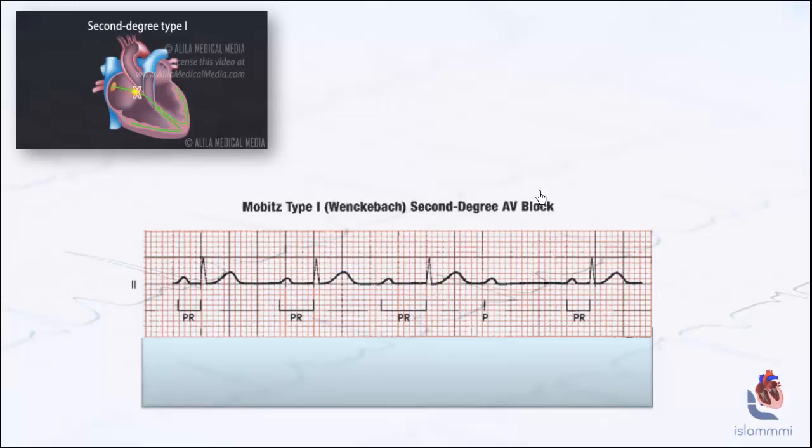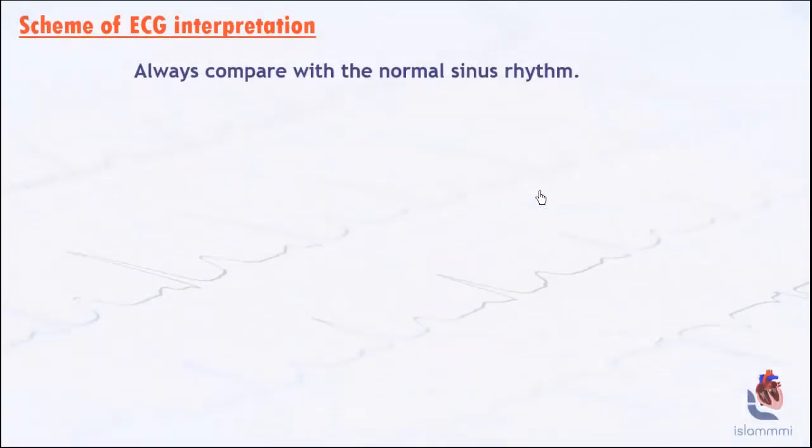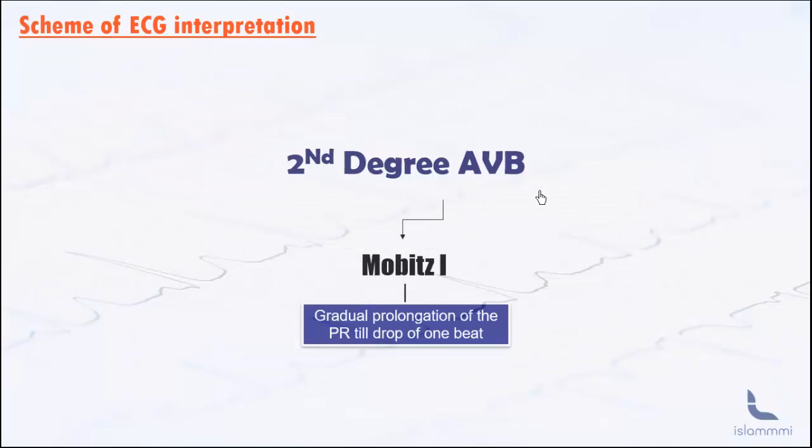So what about the clue here? As we said before, here the PR interval is normal, then a gradual prolongation. Okay, this is the difference. This is a normal PR interval, gradual prolongation, P wave, and then without QRS. Normal, gradual prolongation, P wave, no QRS. Okay? This is the rule. So if I tell you gradual prolongation, it means that it's second degree type 1.